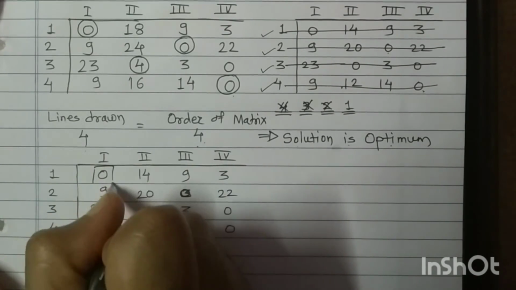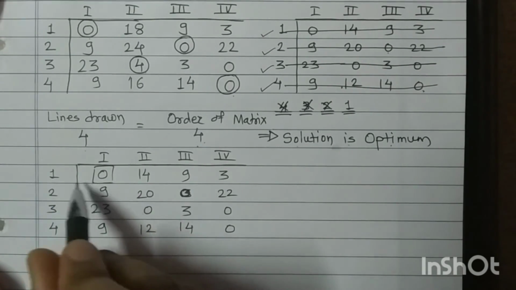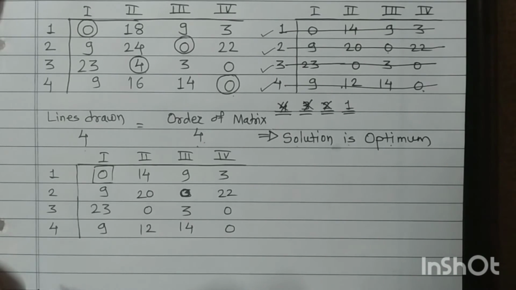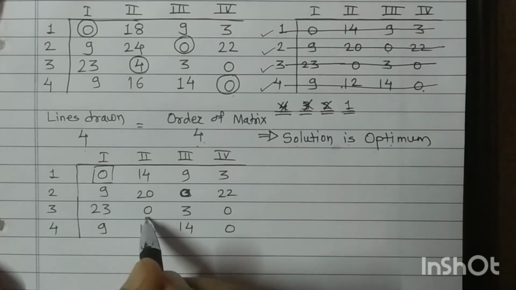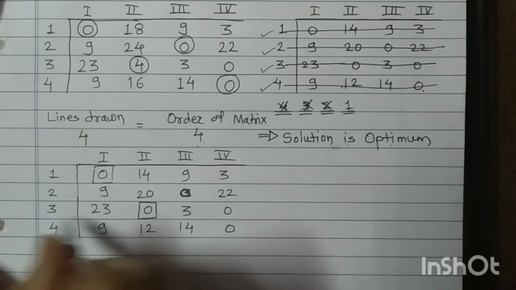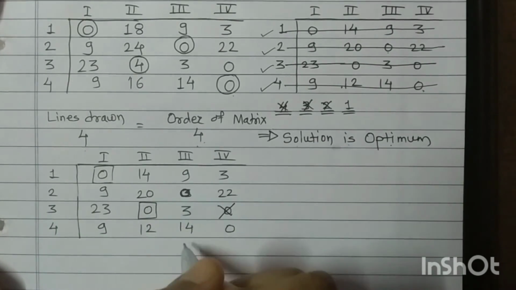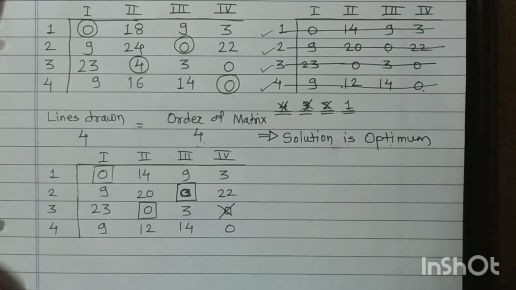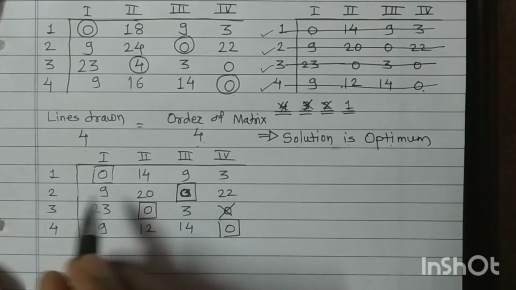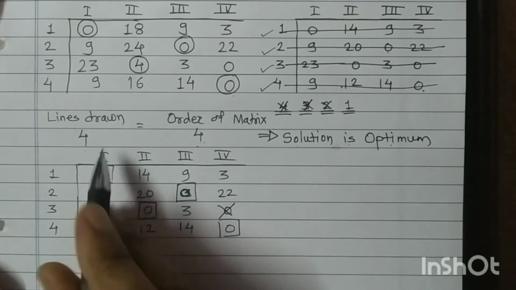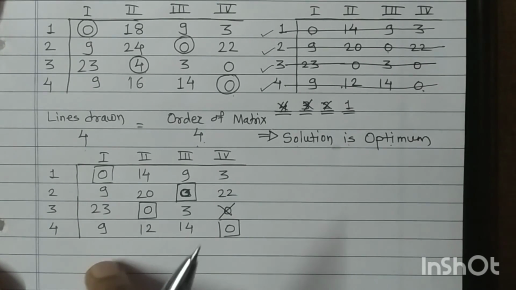This zero is alone, so I will capture this along with its row and along with its column. I will delete the zeros. Again next I can capture this zero because this zero is alone. Along the row and along the column I will delete the zeros. Now next zero, this is the lone zero, so I will capture this, and the last remaining zero, so I will capture this. I will check that in each and every row 1 zero is captured. So this is my final assignment.